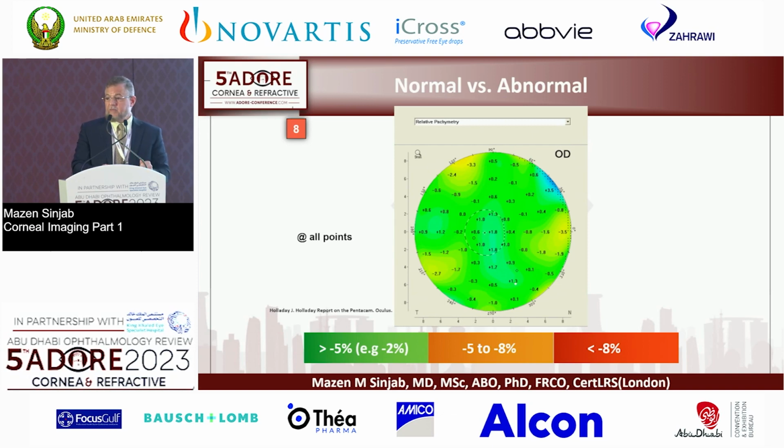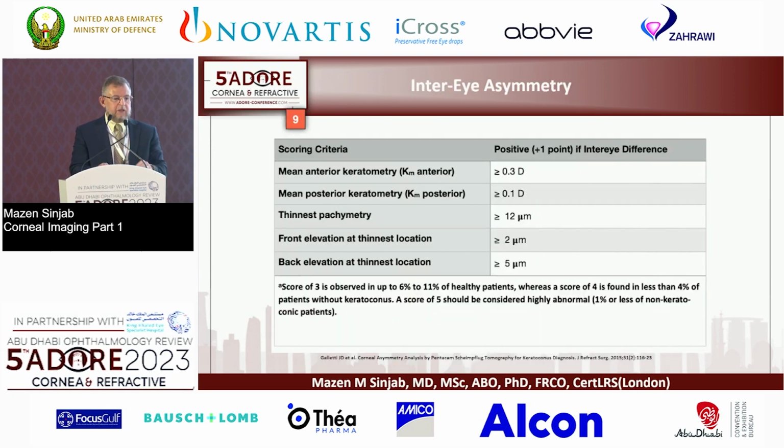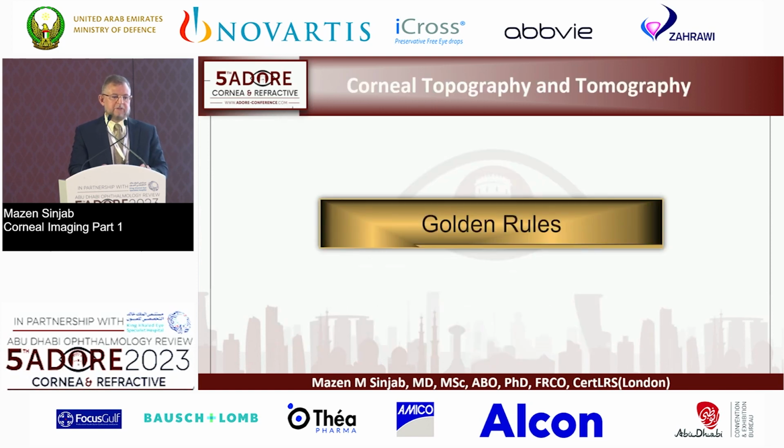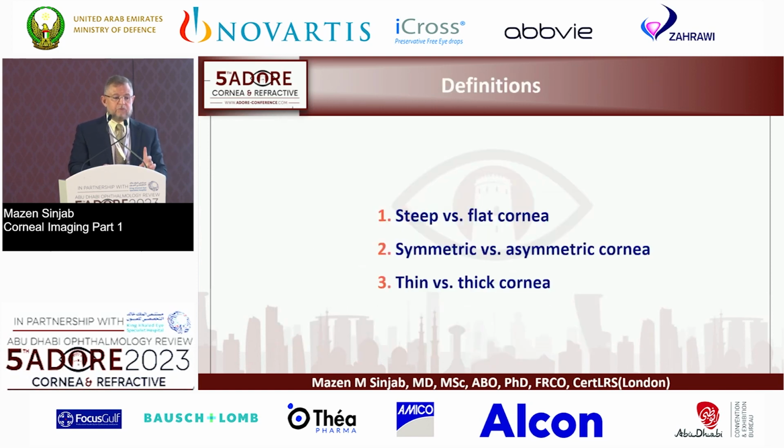The relative pachymetry map, recommended by Jack Holladay as well, is like a comparison between the thickness map of the patient and the normative data of the average population, and these are the cutoff values. Don't forget to compare both eyes. You cannot make a decision based on only one eye. And this is a study making some cutoff values and parameters when you compare both eyes. Now we go through these golden rules.